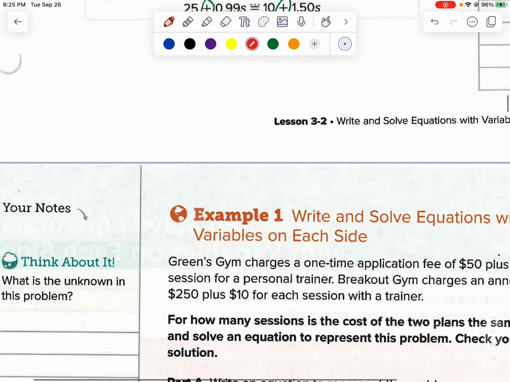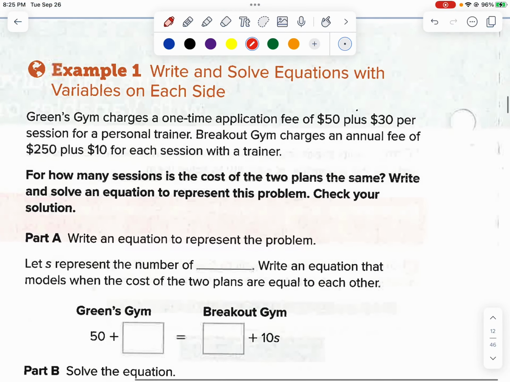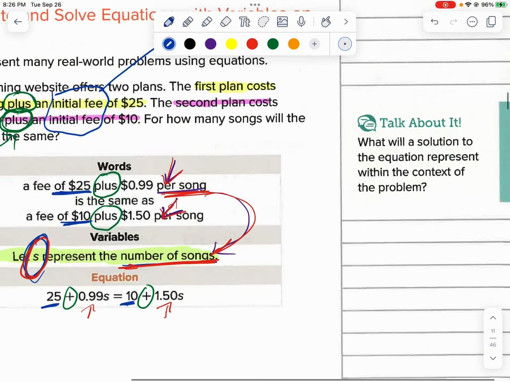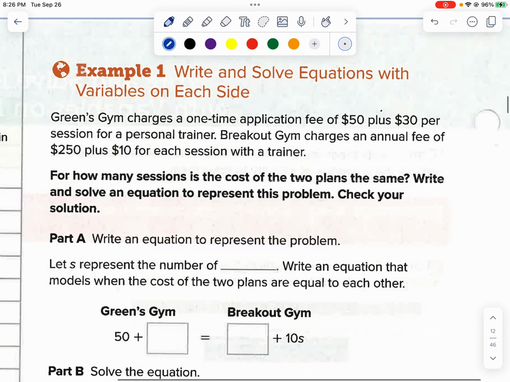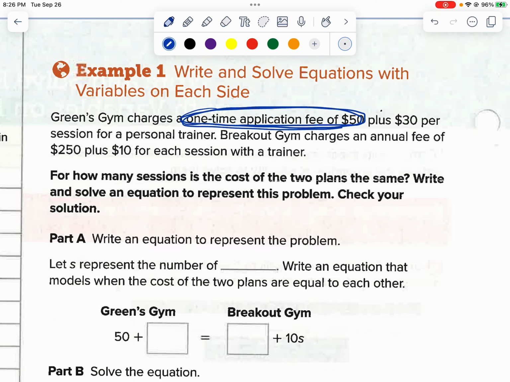Okay, so let's come over here and do some of these. It says Green's Gym charges a one-time application fee. So the fact that it's one time, boys and girls, hold on just a second. What did we do for initial? Blue. One-time application, that's going to be like an initial fee. Oh, I'm supposed to read the problem first. Plus $30 per session for a personal trainer. Breakout Gym charges an annual fee of $250 plus $10 for each session with the trainer.